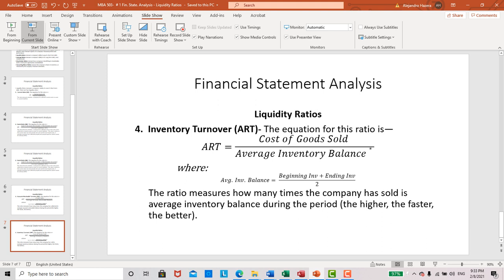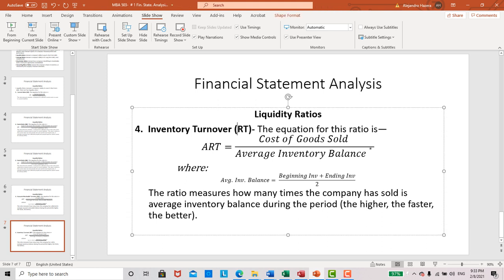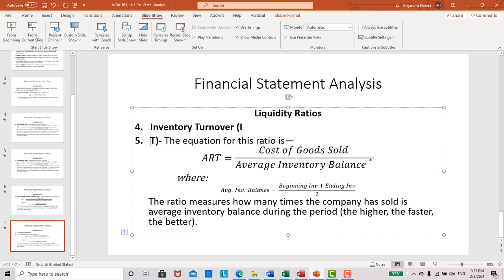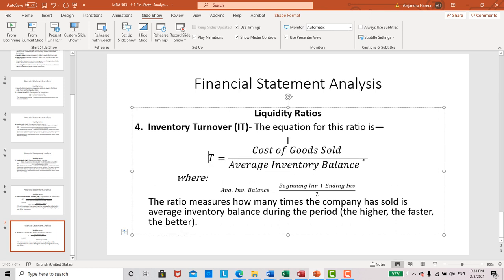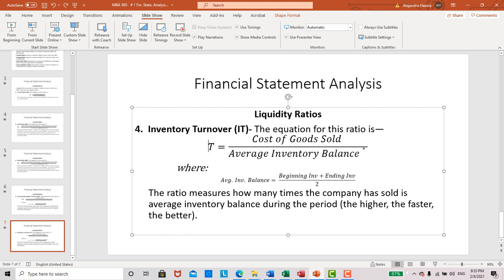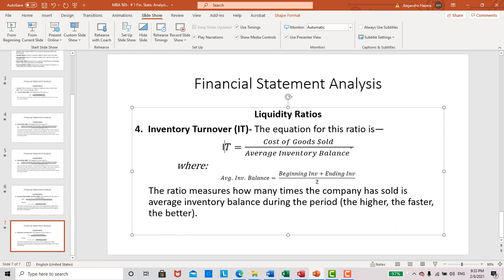This, by the way, I should change this right now. This should be inventory turnover. I'll just say IT, inventory turnover, and I'll put here IT, replace that, that should be inventory turnover. Okay, and it measures how many times the company has sold its average inventory during the year.